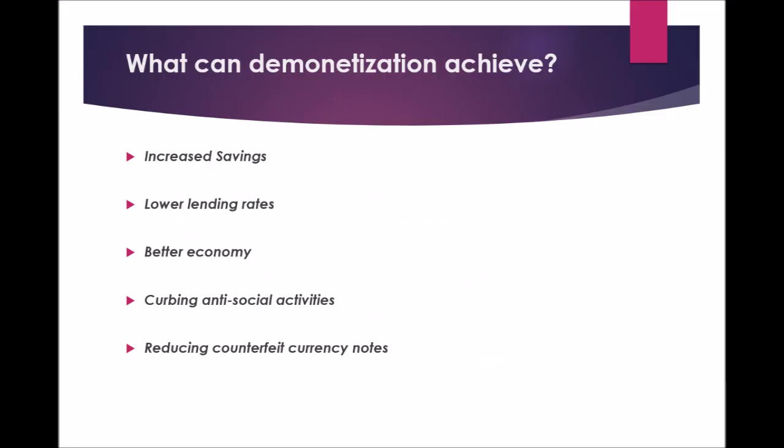The first topic which we can see here is increased saving. When there is a demonetization in the economy, people will tend to deposit their cash in the bank rather than keeping that money at home. This will help the general public to save more. Next comes lower lending rates. As discussed earlier, when people keep their money with financial institutions or banks rather than with themselves, it creates a better circulation of money, and that will lead to a lower cost of funds, which translates into lower lending rates.